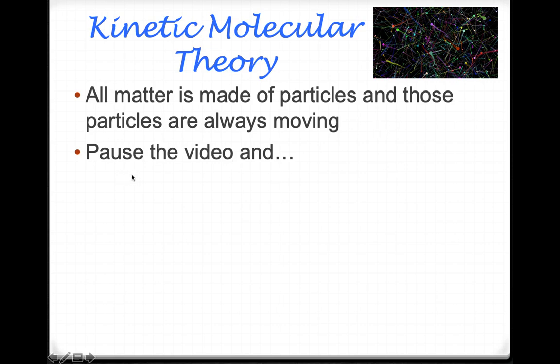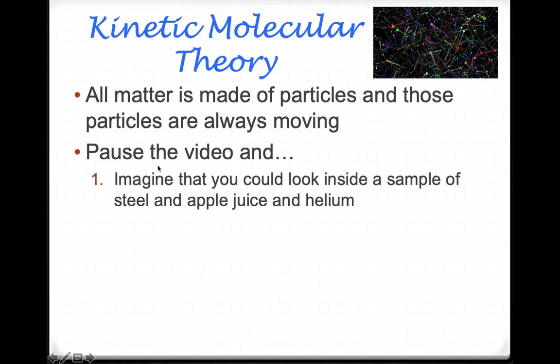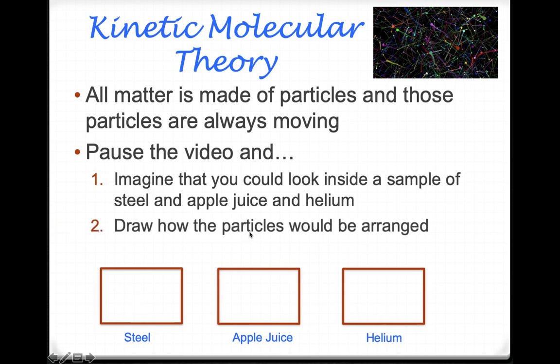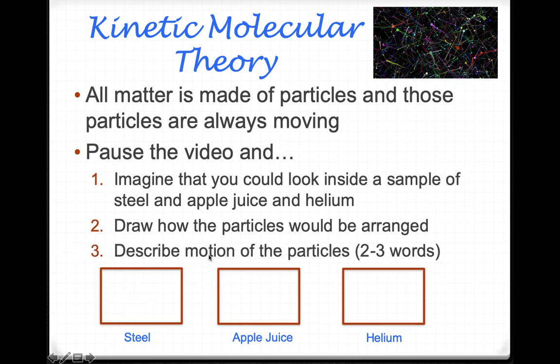To think about what kinds of particles we might have and how they might look, I want you to do a little thinking. You're going to pause the video in just a moment, and you're going to imagine that you could look inside a sample of steel, a sample of apple juice, and a sample of the gas helium. Imagine this was a box, like a microscope box, and this would be what you could see inside a sample of each of these. Then you're going to draw particles in those boxes. How would they be arranged? And maybe a description of the motion.